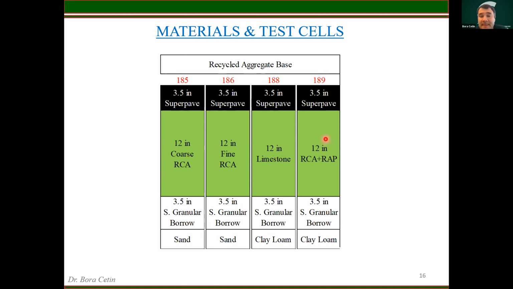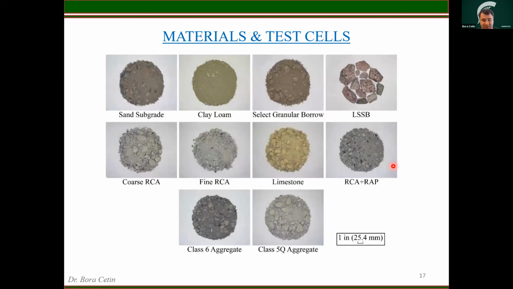And then we have another 12-inch thick RCA wrap mixed base layer. We have a 3.5-inch select granular bottom material that is a highly dense sand material, used as a working platform to build the base layers on top of it. The two subgrades beneath the coarse RCA and fine RCA are sand subgrades, and the limestone and RCA wrap test sections are built on a clay subgrade. And these are some of the pictures of the materials that we have in these test sections.